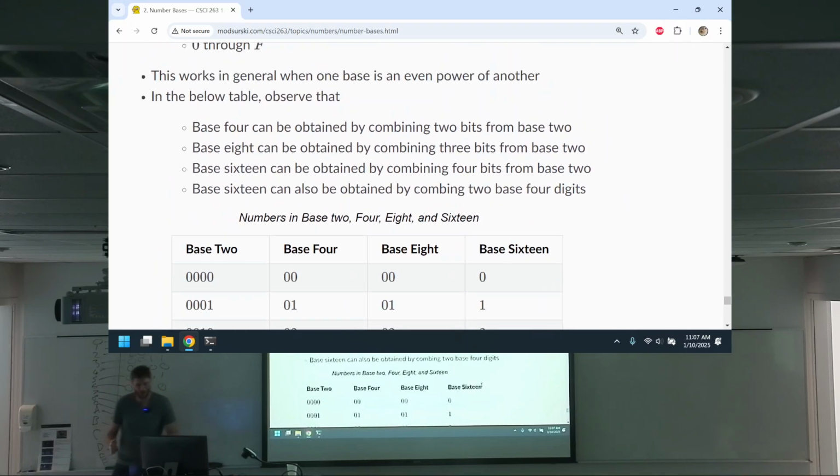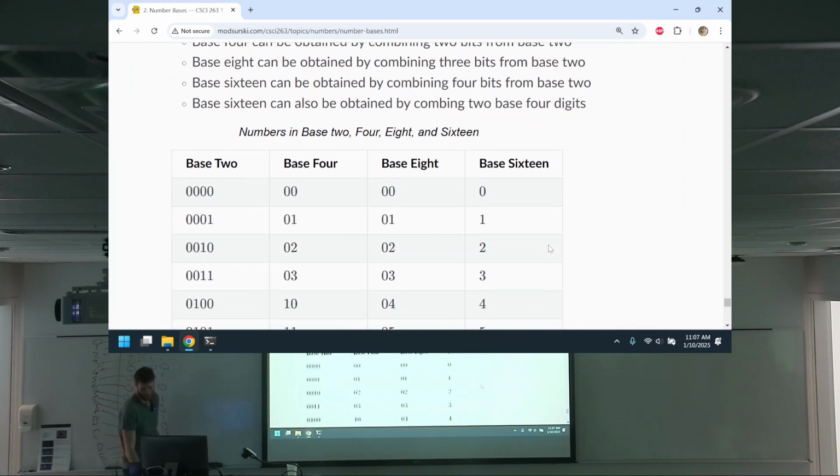This works in general when one base is a nice even power of the other. Base 4 can be obtained by combining 2 bits from base 2. Base 8 can be obtained by combining 3 bits from base 2, and base 16 by 4 bits from base 2. Base 16 can also be combined from 2 base 4 digits, or whatever you want to call them. As long as those all line up, we're in great shape.